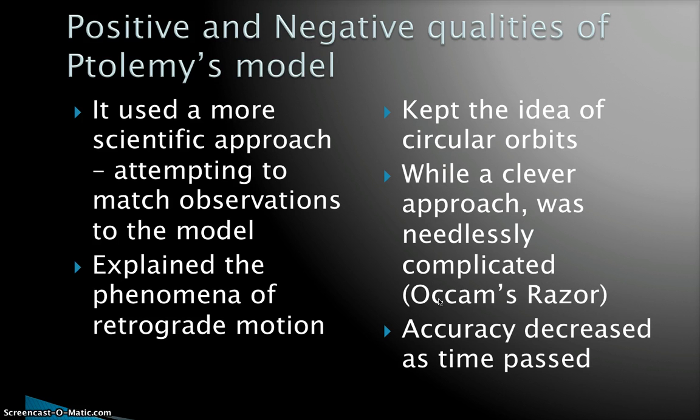Another problem of the model was that while all the sizes and speeds of the small orbits and the larger orbits for all the planets could be adjusted to pretty well match the observations of the sky, as time would go on, that accuracy would decrease, which is simply because the model wasn't correct. They didn't really realize it, but it did cause it to lose some favor in terms of explaining our solar system and retrograde motion.